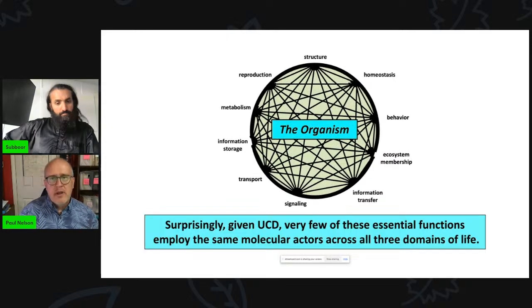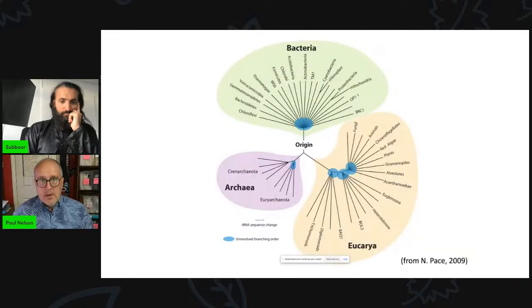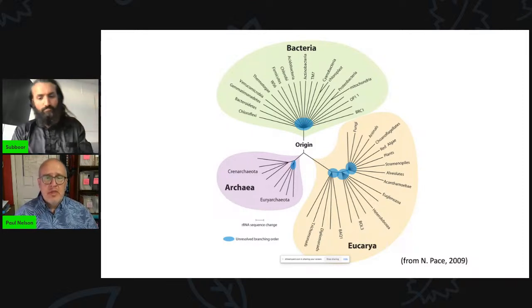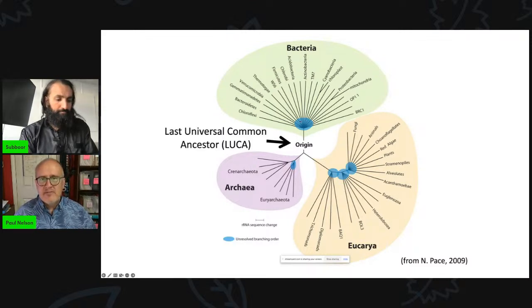It turns out, and I'm getting close to the end now, still on schedule, it turns out that across the tree of life, very few of the essential functions of organisms are using the same molecular actors across all three domains. So here is the classic three-domain picture where we have LUCA here at the origin, archaea, bacteria, eukarya.